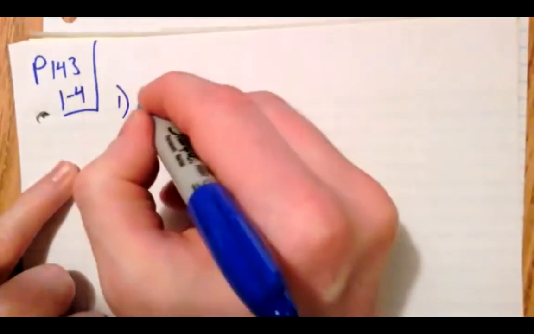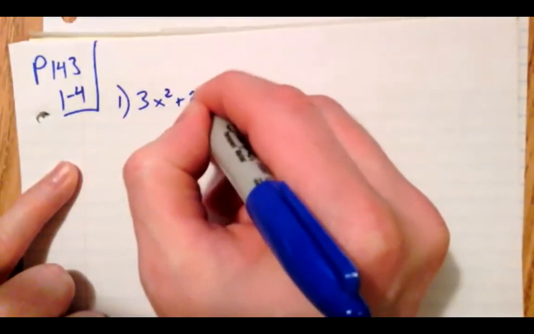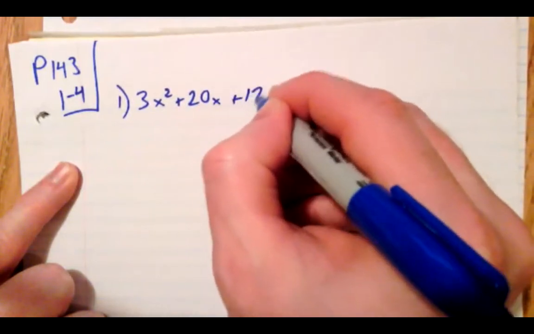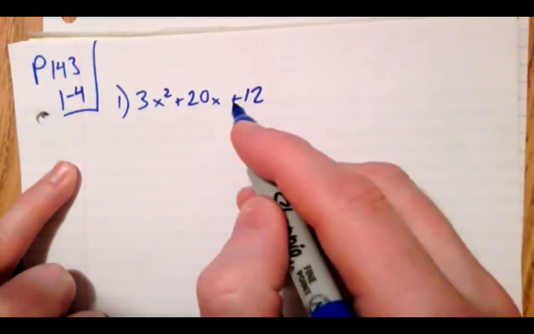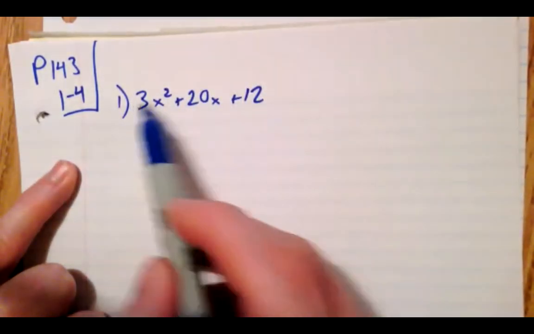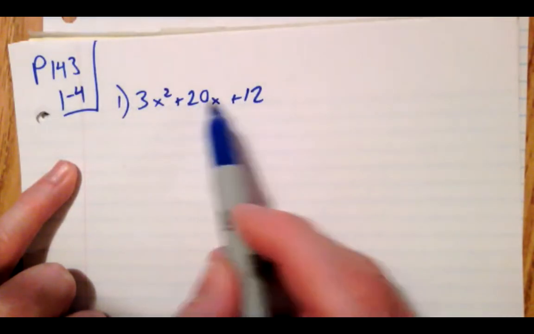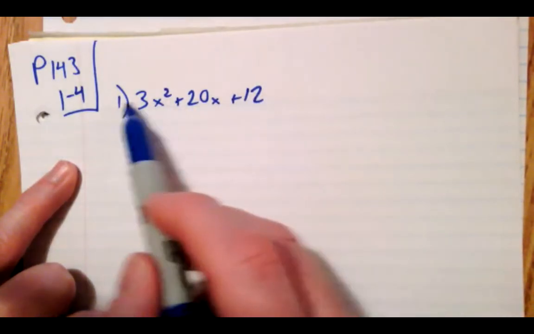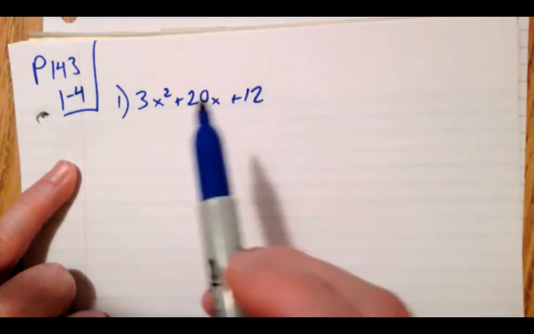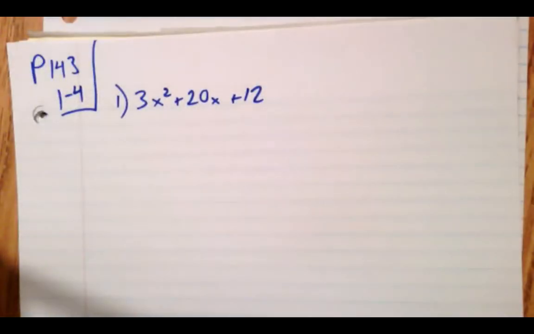All right, so number 1 is 3x squared plus 20x plus 12. Very first thing that we always do, we look for common factors. I saw the 3 and the 12 and it jumped out at me. Oh, can I take a 3 out? No, got an even number here. Oh, 2 even numbers? Odd. No common factors.